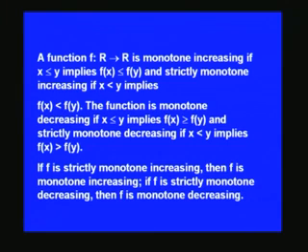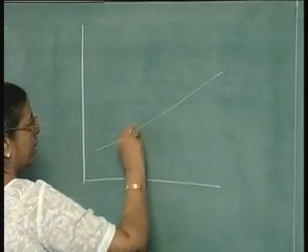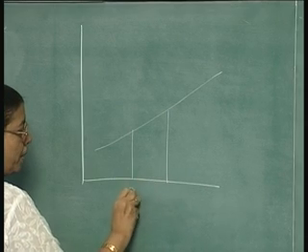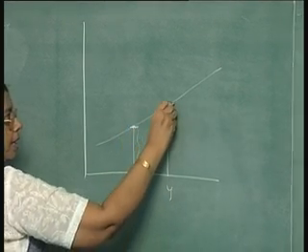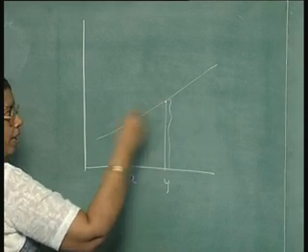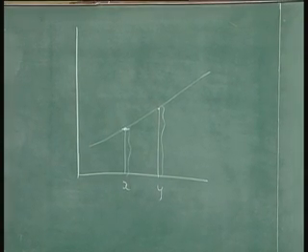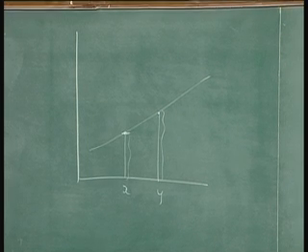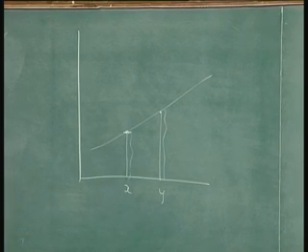If you draw the graph of a monotone increasing function, it will be something like this. You have 2 points x and y. If x is less than y, f of x is less than f of y. The function will have a graph something like this. This is a monotone increasing function. Where equality nowhere holds, it is called a strictly monotone increasing function.